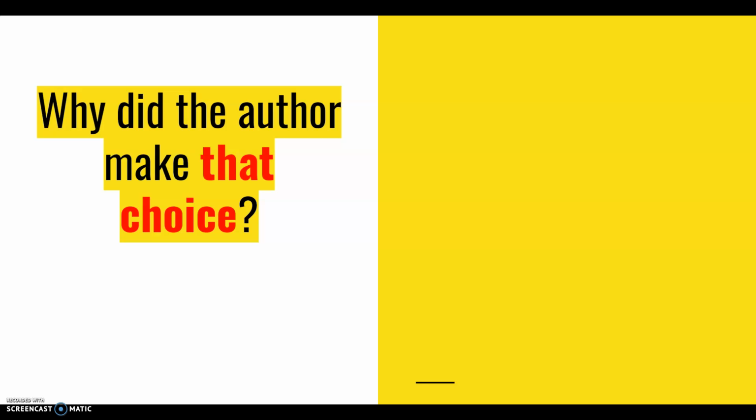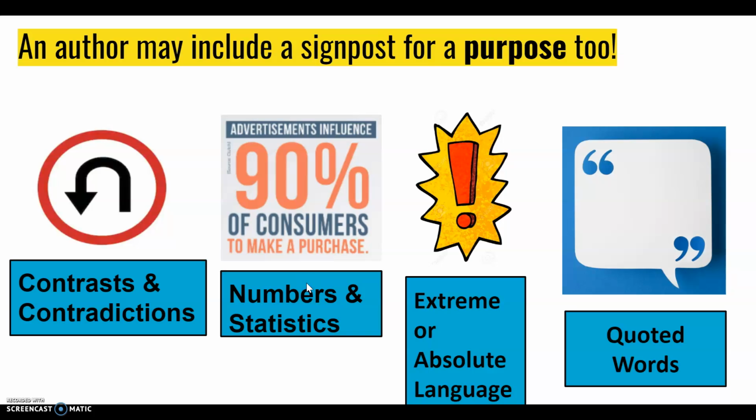All right, so we're going to go ahead and take a look at why an author made a certain choice and how to determine the author's purpose for making that particular choice. And I'm going to introduce you guys to some new things today called a signpost. A signpost is one of 4 different choices an author made, and I'm going to be focusing on 2 of them, which are numbers and statistics and extreme and absolute language. We'll focus on the other 2, which are contrast and contradictions or quoted words, another time.